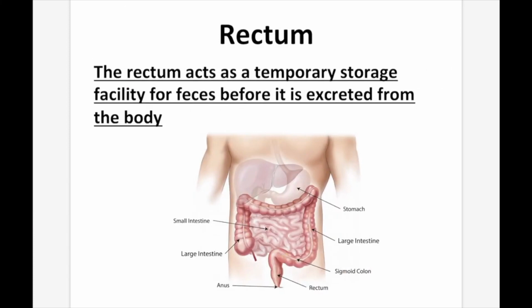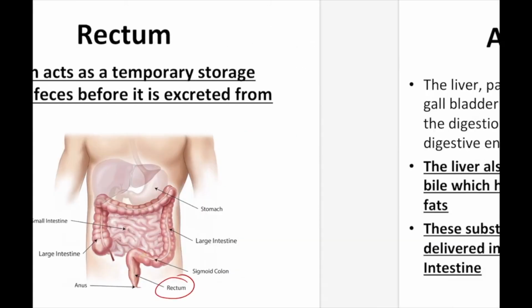The rectum, the last stop. The rectum acts as a temporary storage facility for feces before they're excreted from the body, and it's located right there. The last place is the anus, and that's where the feces come out.